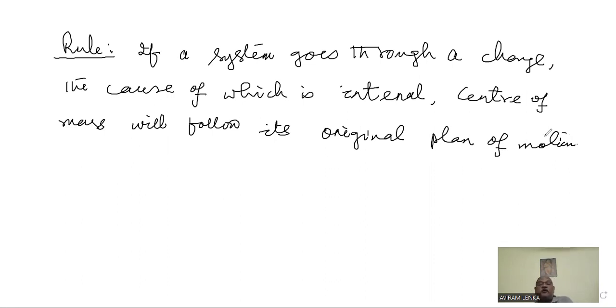If a system goes through a change, the cause of which is internal, that's an internal change. When we say goes through a change, basically we mean physical change. If you like, you can make a small correction: physical change. We are not interested in chemical changes and all that. Though that is also valid, at present we don't have enough time to deal with it. So again, coming back, if a system goes through a physical change, the cause of which is internal, the center of mass will follow its original plan of motion.